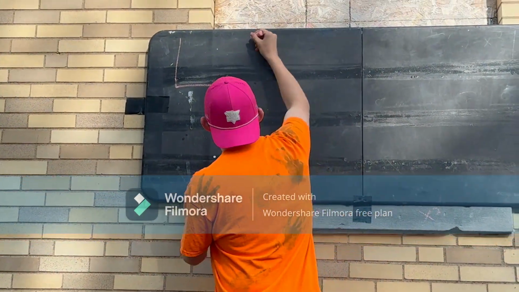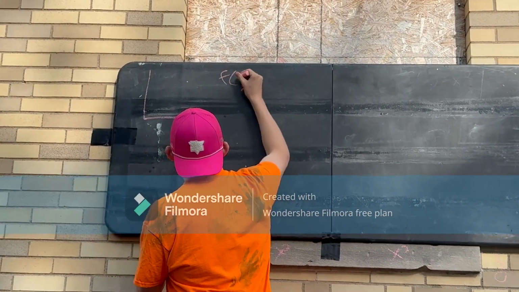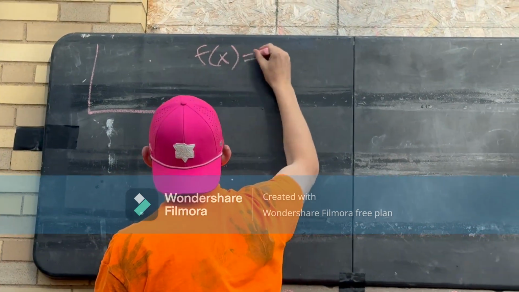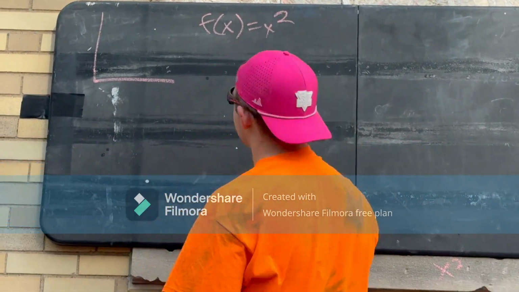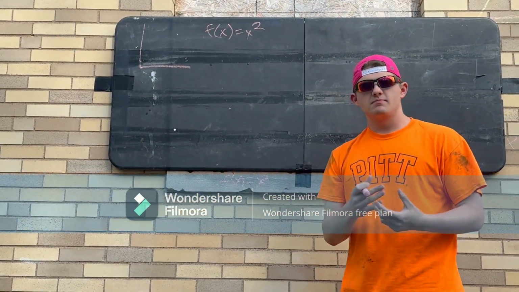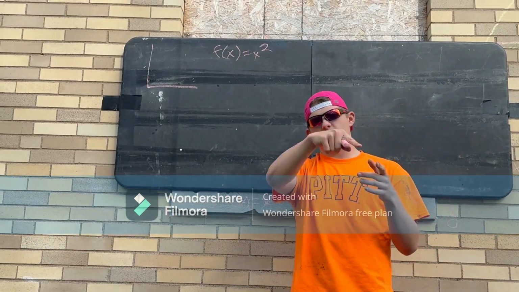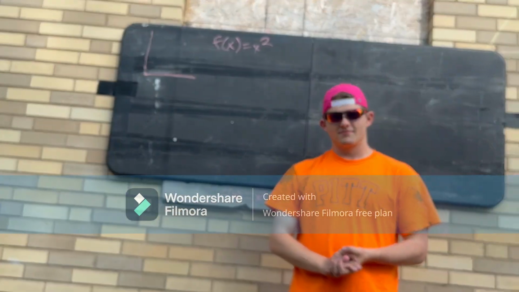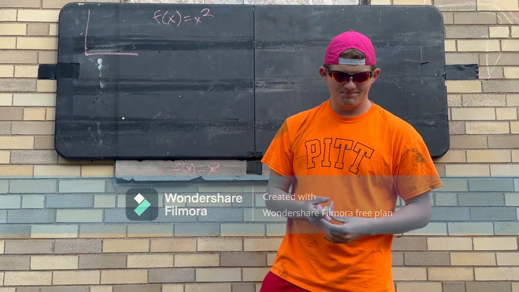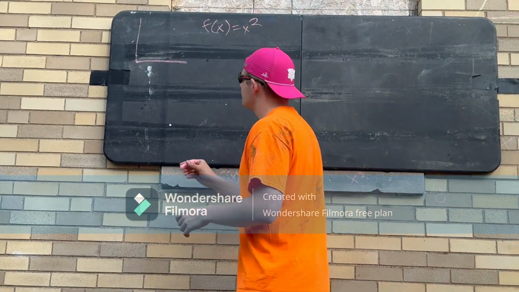Someone, give me a function. X squared? X squared. Yeah, X squared is our function. Now, Zach, what does that look like? Please, show me with your hand. It goes like this, like up. You know what that's called? Parabola. Indeed it is. Parabola.